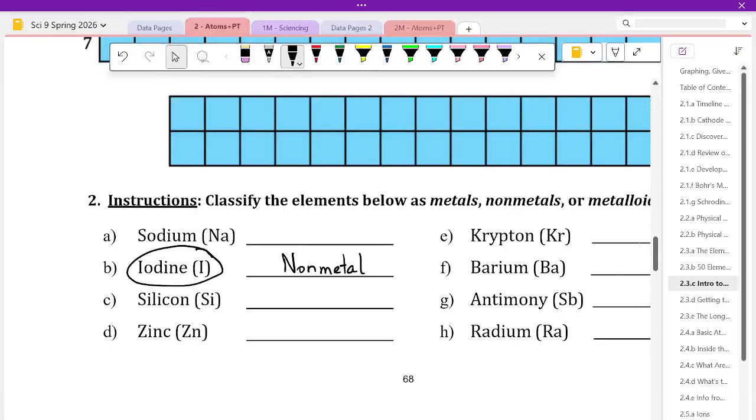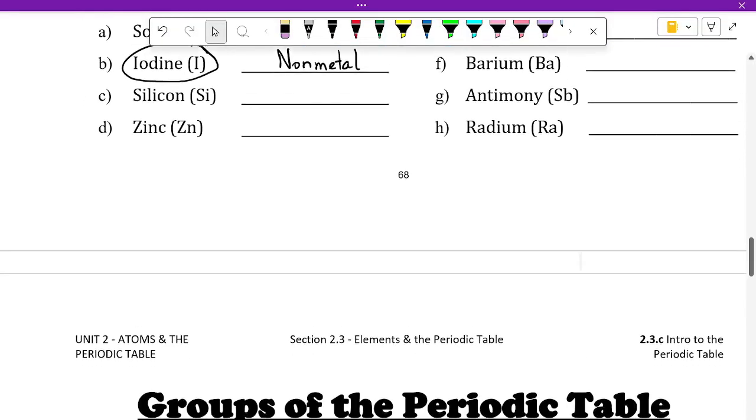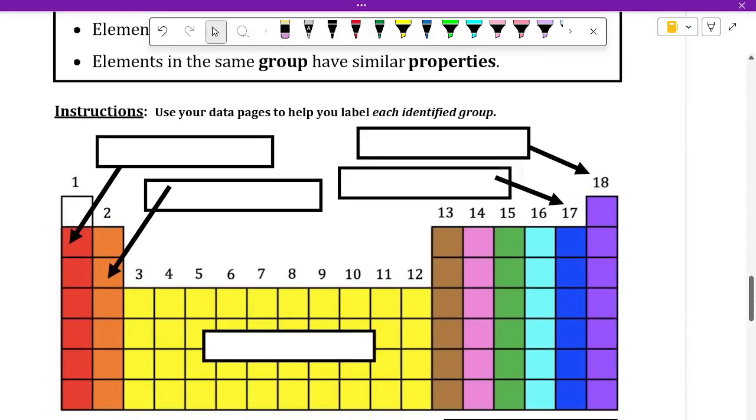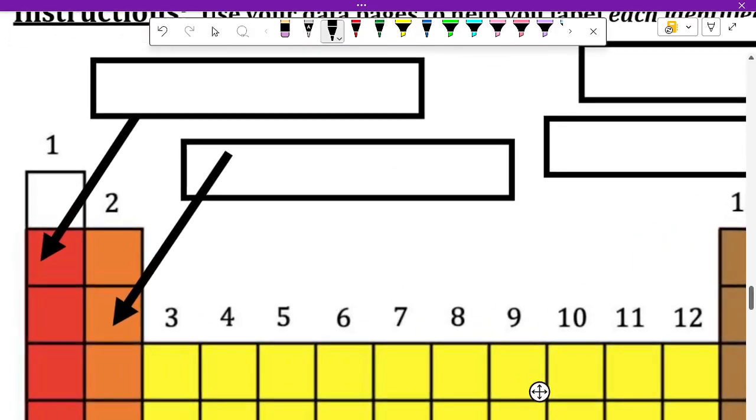Okay, and then we're going to do the next one as well. So now on to page 69. I know, so many funny numbers today. Oh my gosh, what can we do? All right, group number 1, which on here is in red, okay? But group number 1 is called the alkali, A-L-K-A-L-I, metals.